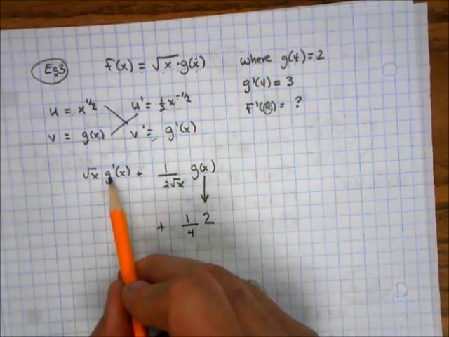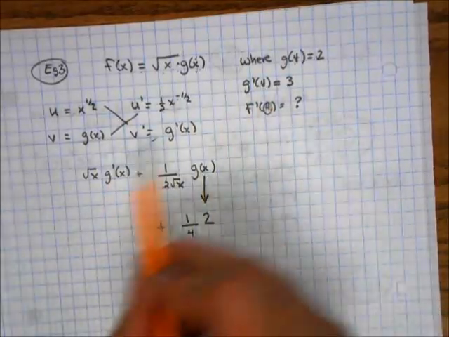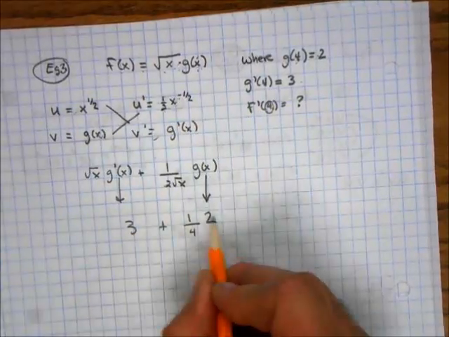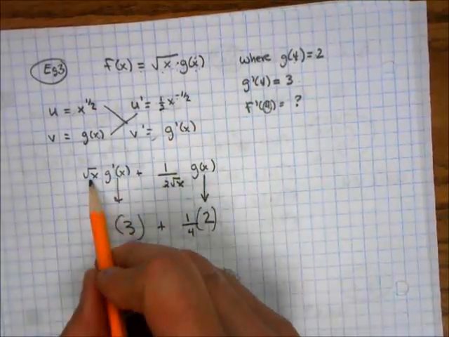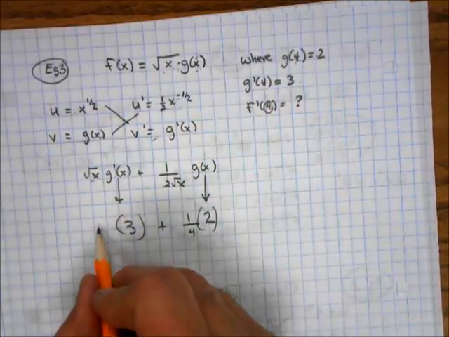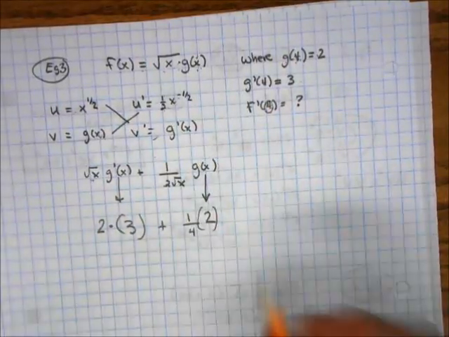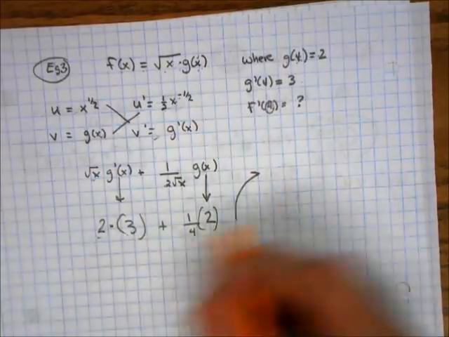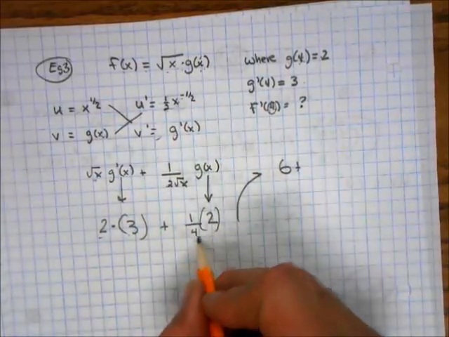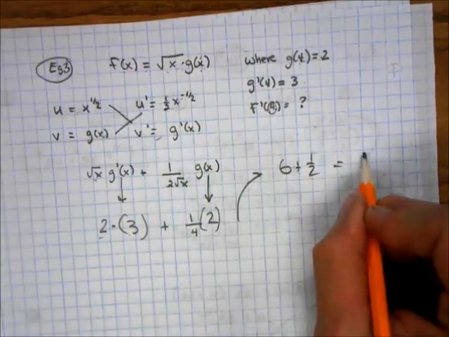Plus, they told us if I input 4 into my derivative, I get 3. So I can replace this with a 3. And remember, you're inputting 4, and the square root of 4 is 2. To finish this off, 2 times 3 is 6, plus 1/4 of 2 is 1/2. My answer is 6 1/2.